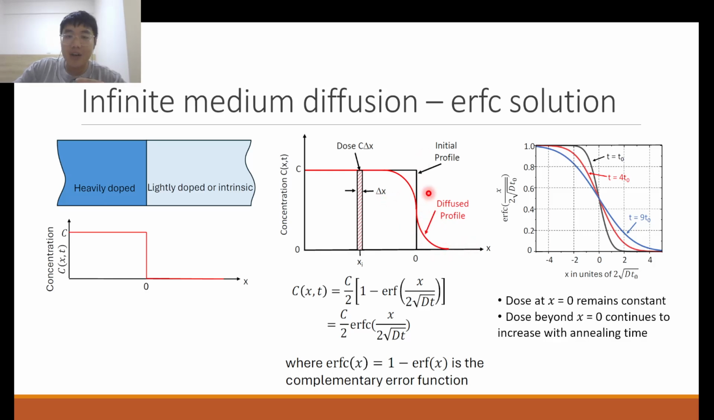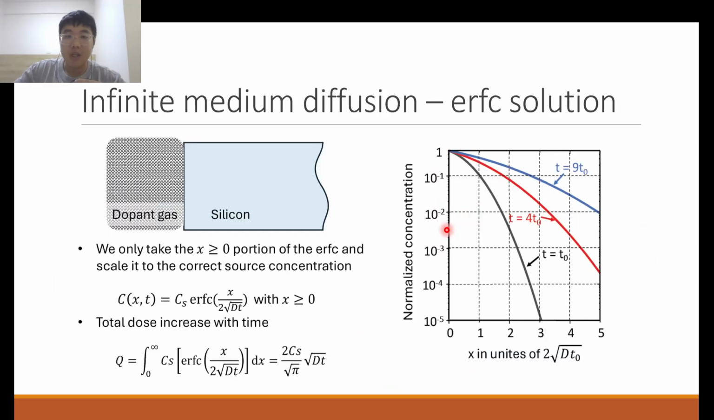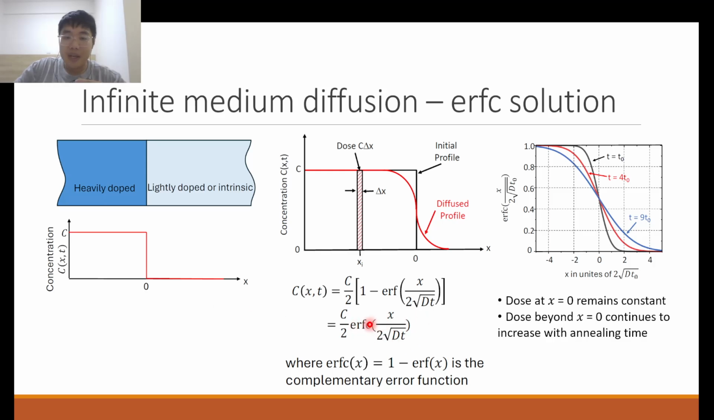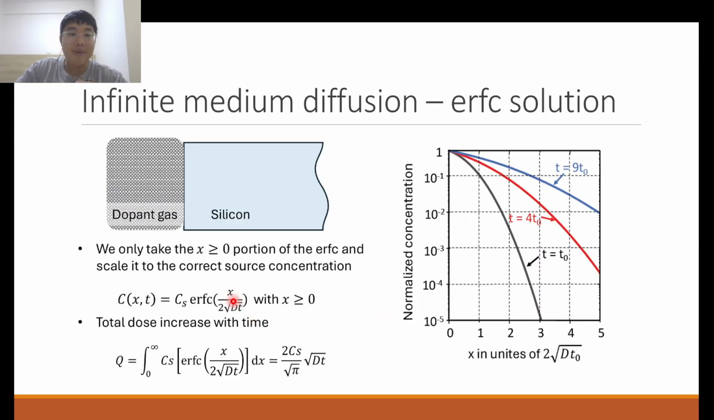So if we cut off the curve here and just look at this portion, we can basically just modify this equation. Instead of C over 2 at this point, instead of calling it C over 2, we call it CS, surface concentration, and the rest of the function remains the same. We call this CS, surface concentration. And so we can obtain this modified expression for the dopant concentration over distance within the material at a certain time of annealing t.